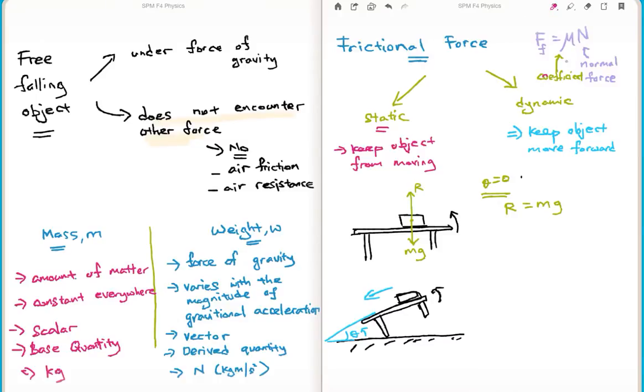So if you know what mg is, the normal force N, why do you call it normal? Because this is horizontal, this is normal, 90 degrees. So if you know the normal force, or you know what mg is, where N equals mg, obviously we're able to find the frictional force.